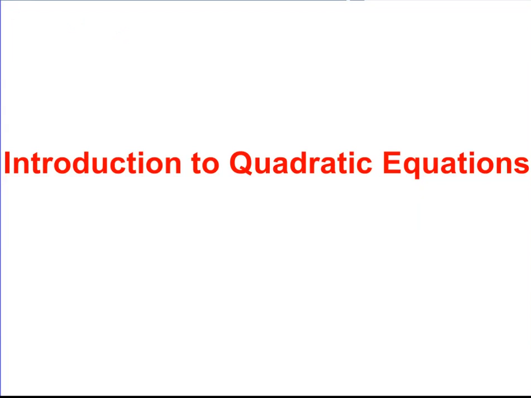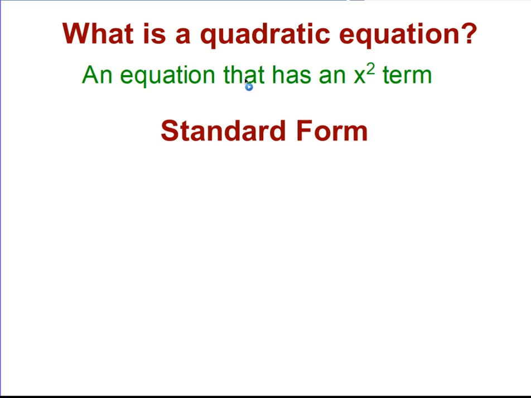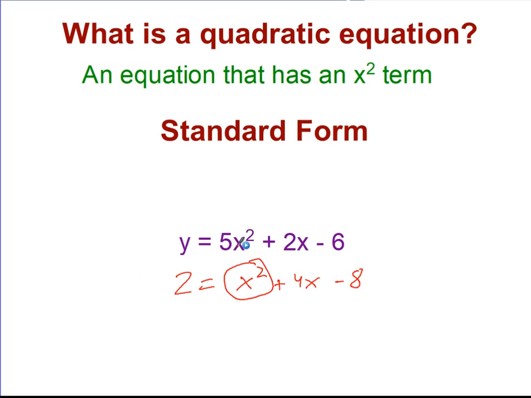To the basics of quadratic equations. So when we're talking about quadratic equations, the thing we need to start with, what is a quadratic equation? A quadratic equation is just an equation that has an x squared term in it. An example would be y equals 5x squared plus 2x minus 6, or 2 equals x squared plus 4x minus 8. Okay, it's just an equation that has an x squared in it. That's all it means to be a quadratic equation.